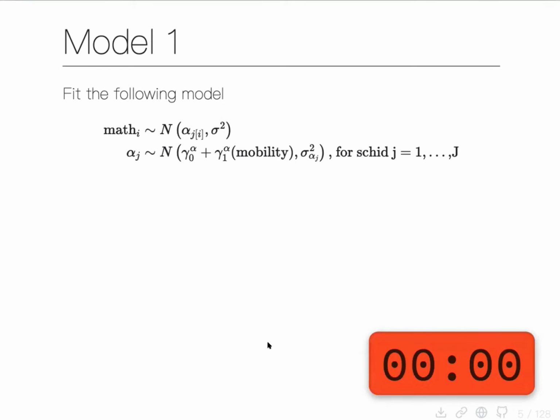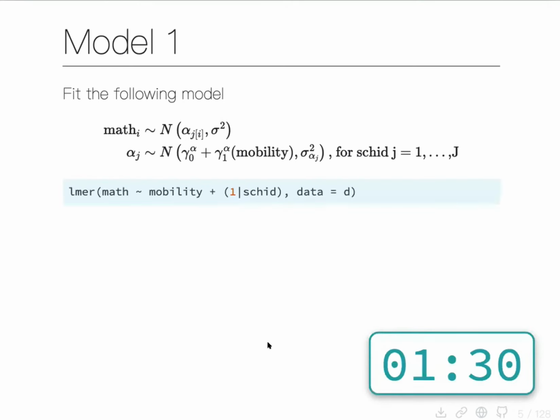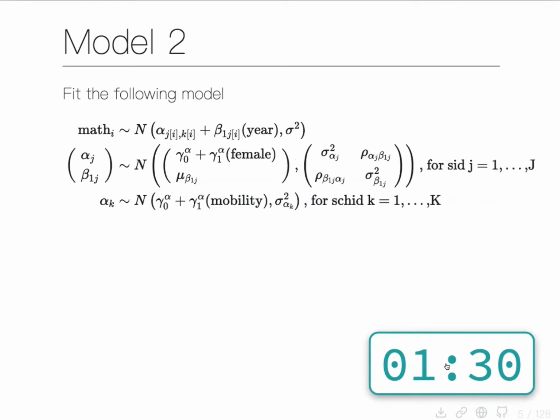Hopefully this one wasn't too terribly difficult. We have math as our outcome. We have mobility as our predictor, which is a school level predictor. And we have a random intercept at the school level, so we have one bar school ID. Make sense? Any questions on that? Okay, let's try this one now.